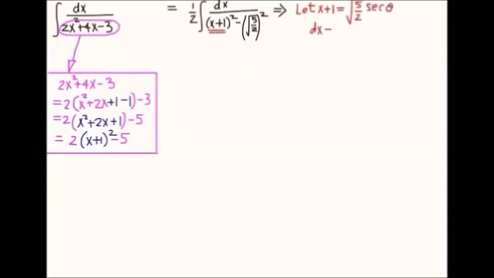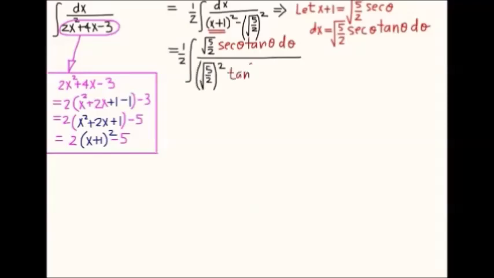We can then use this in the integration to simplify a little bit. It gives us 1/2 times the integration of dx divided by the quantity x plus 1 squared minus the square root of 5 over 2 squared. We can then use u substitution, where we let x plus 1 equal the square root of 5 over 2 secant theta. We can then use this to rewrite the integration in terms of theta.